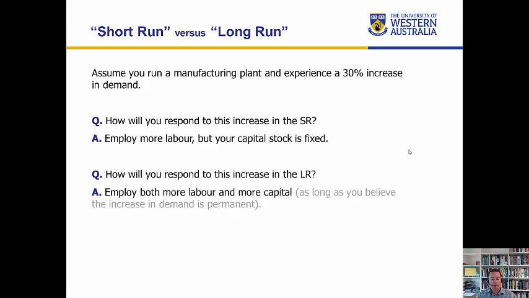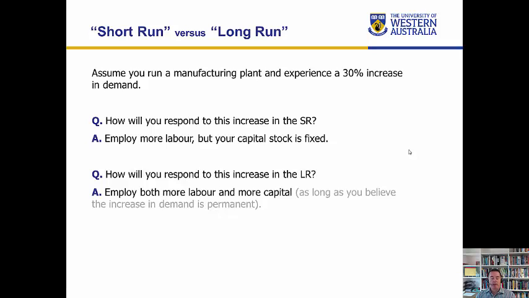And as you employ more and more labour, you're going to have to work the capital harder and harder and harder. And what you're actually going to experience in the short run is rising production costs. So as you try to produce more and more and more in the short run using a fixed amount of capital, your production costs are going to rise. So your marginal production costs are going to rise.